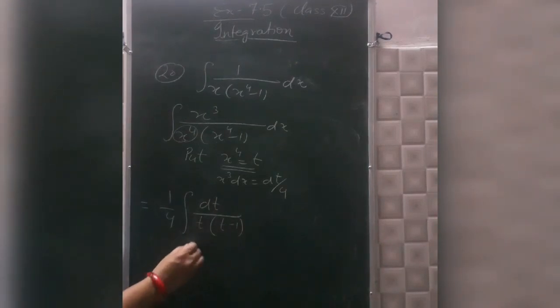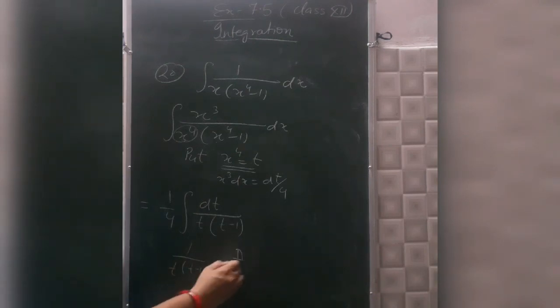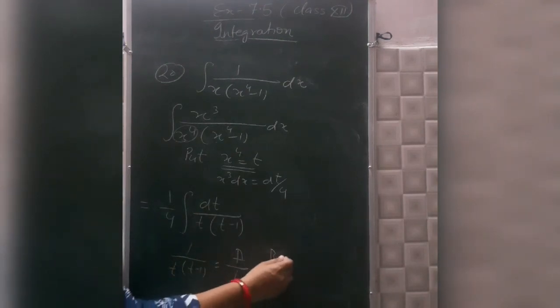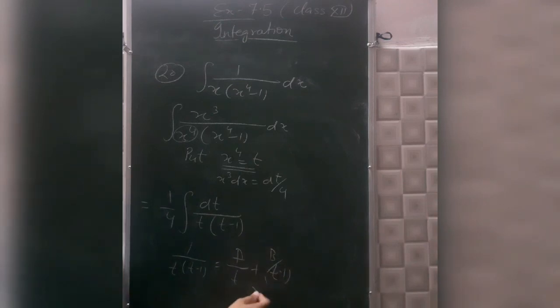Now two linear factors are there. So 1 by t into (t minus 1) can be written as A by the first linear factor plus B by the second linear factor. After that you will simplify it just like the previous sum. So you will complete this exercise yourself.